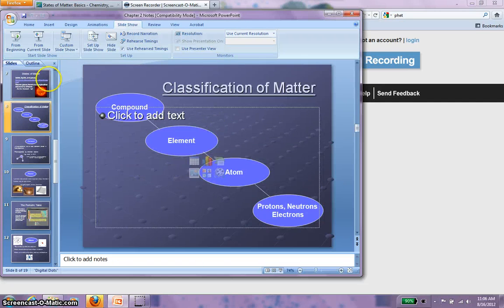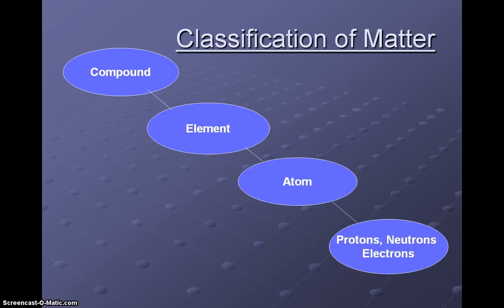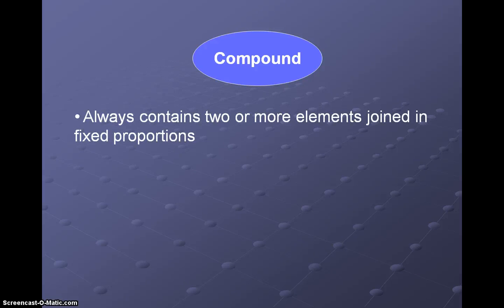Let's review. Compounds are a mixture of elements, and elements are made up of atoms, and atoms are made up of protons, neutrons, and electrons. I'm going to go through and define what each one of those is. A compound is a combination of one or more elements, but they are always in fixed proportions.